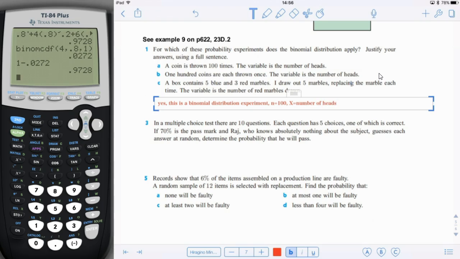So what about the second one? 100 coins are each thrown once. The variable is the number of heads. This is actually the exact same as the first one. So yes, same as the first.